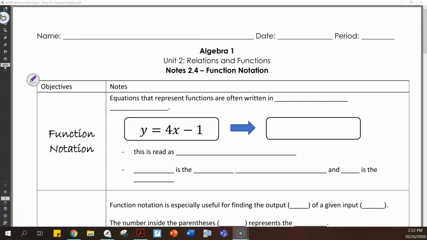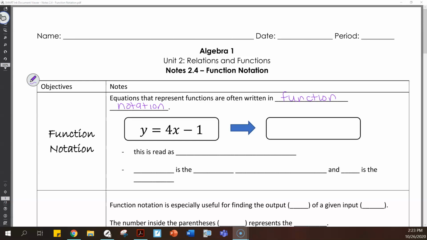Hey everyone, today we're going to be talking about function notation and how to evaluate functions for given input values and output values. So equations that represent functions are often written in what's called function notation. It's very similar to what we've seen in equations before.